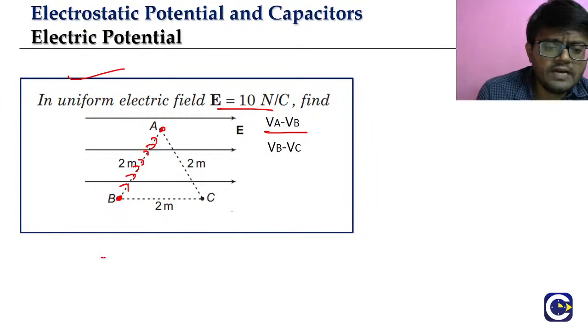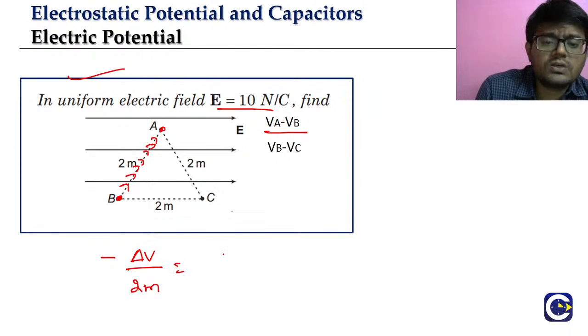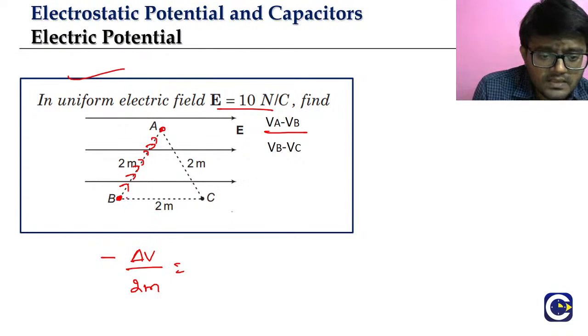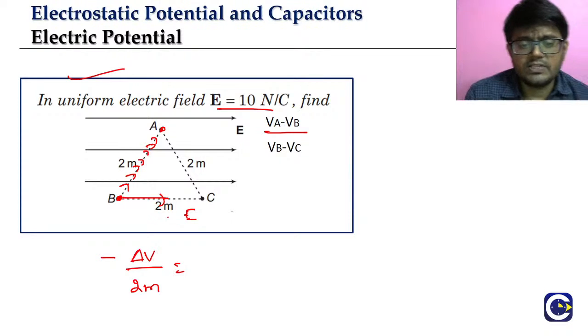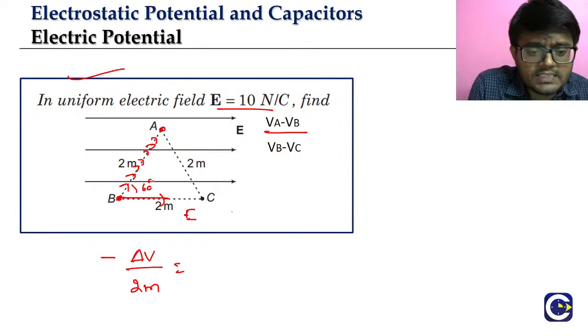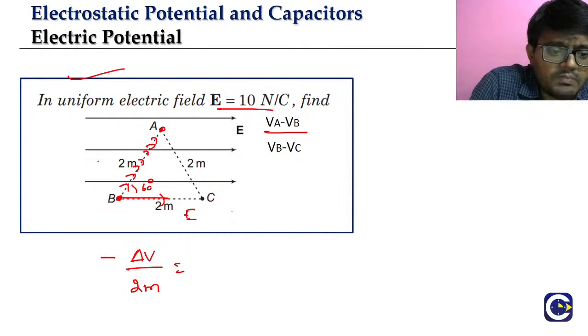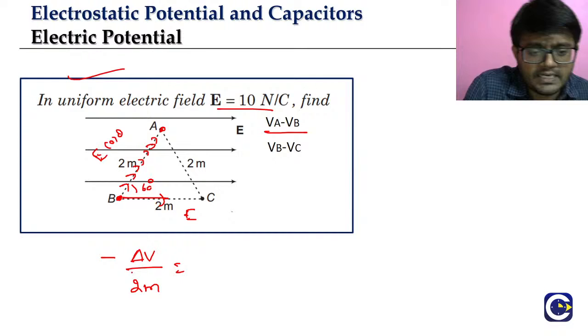What is the formula we have? Minus delta V by the distance moved, that is 2 meters, is equal to the electric field component in the direction. Now look, how is the electric field? It is towards the horizontal right side. So this is the electric field direction. Do you know what the angle here is? What is this angle? Because the triangle ABC is an equilateral triangle, the angle at that corner B will be what? 60 degrees.